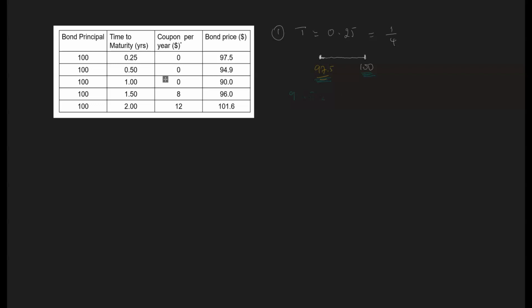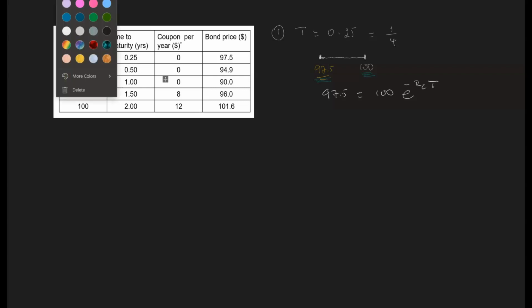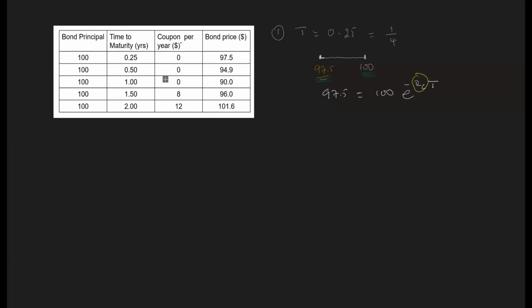97.5 is equal to 100, that we multiply by the exponential of minus the continuously compounded rate that we're after, multiplied by t. Now, that zero rate that we're after is essentially the zero rate for this maturity of 0.25 years.